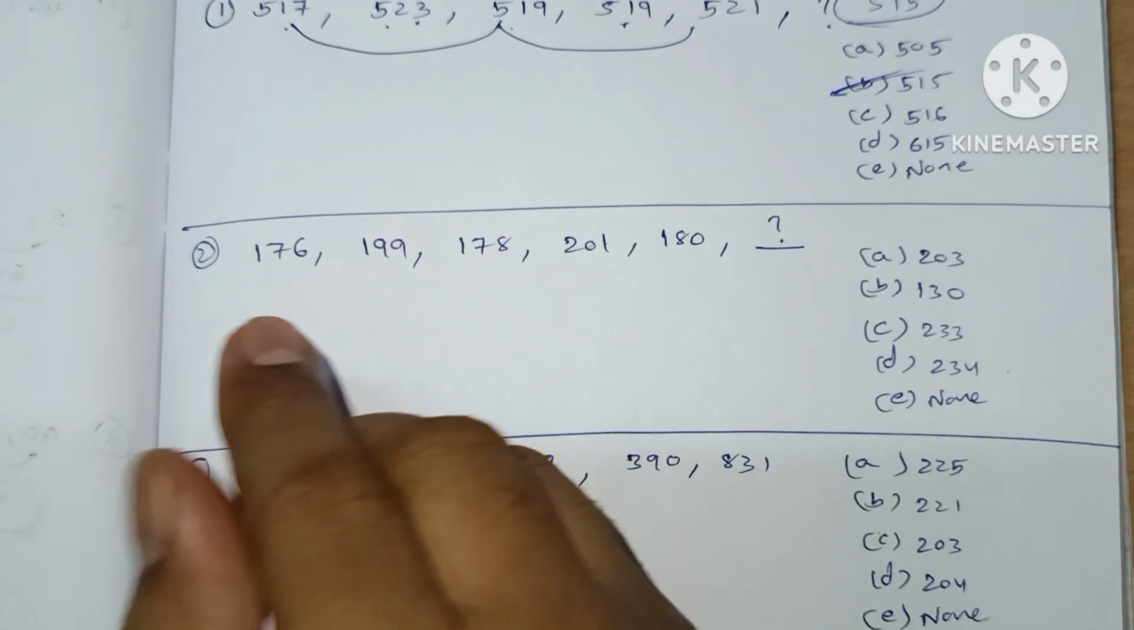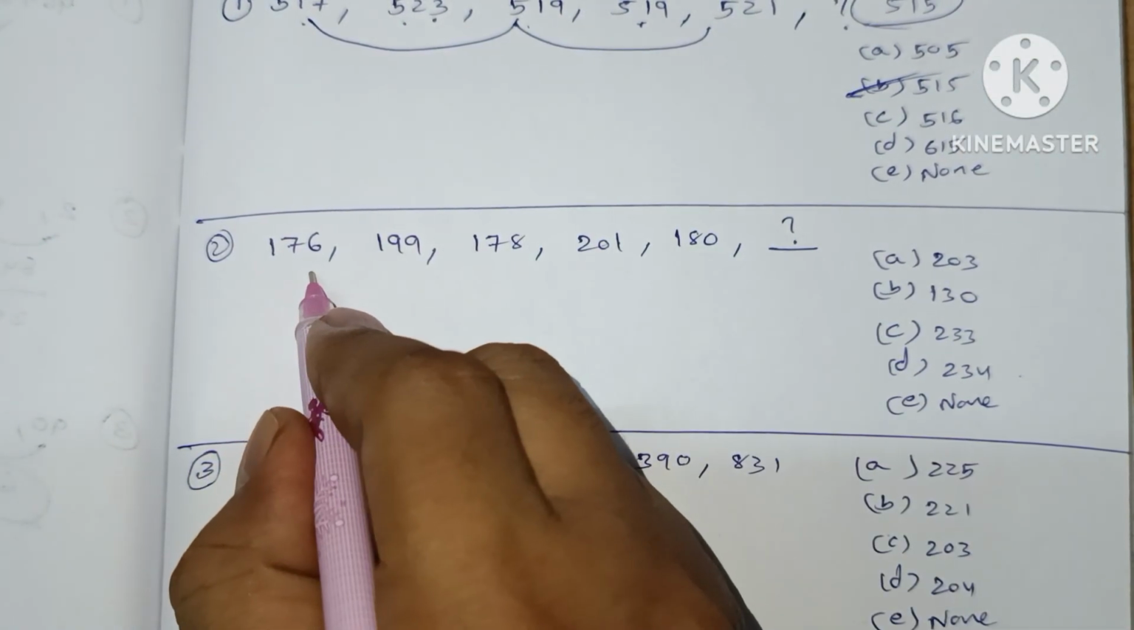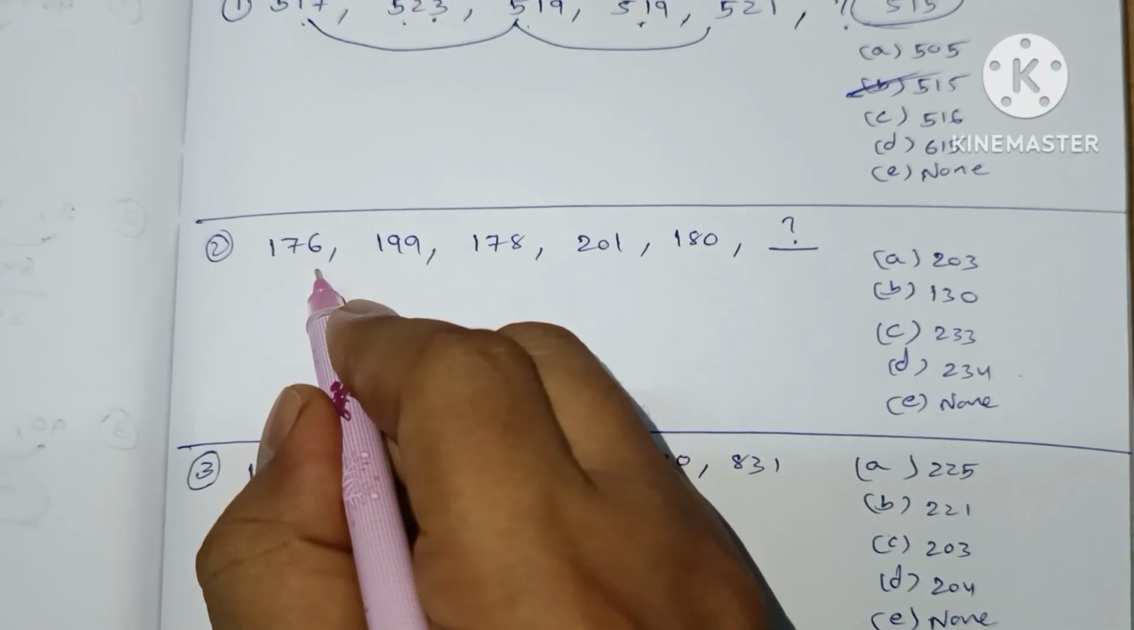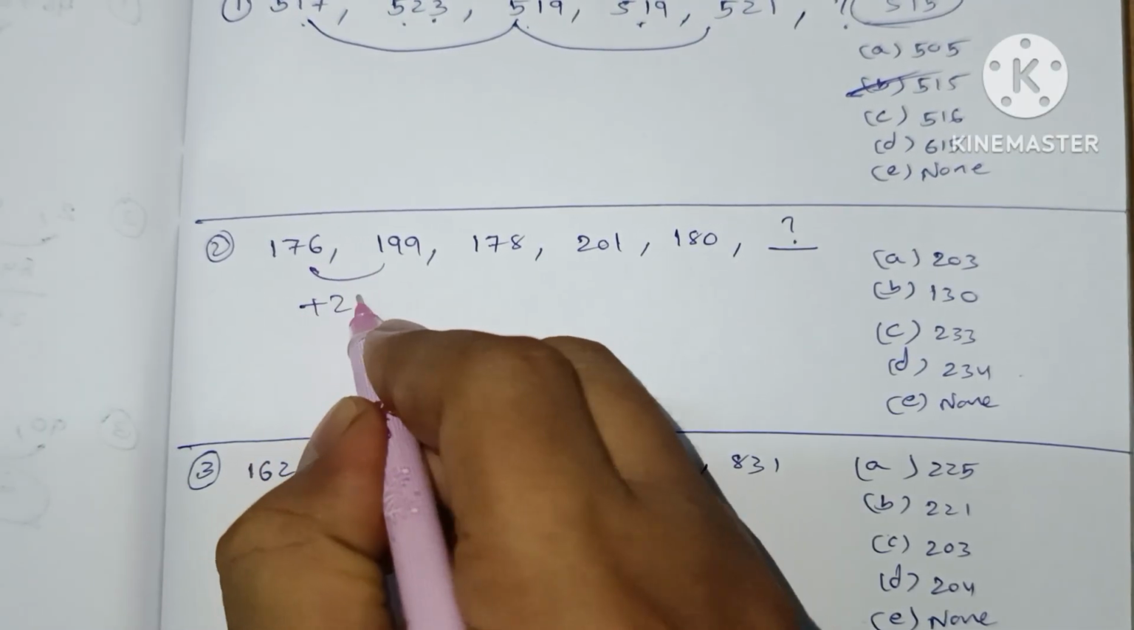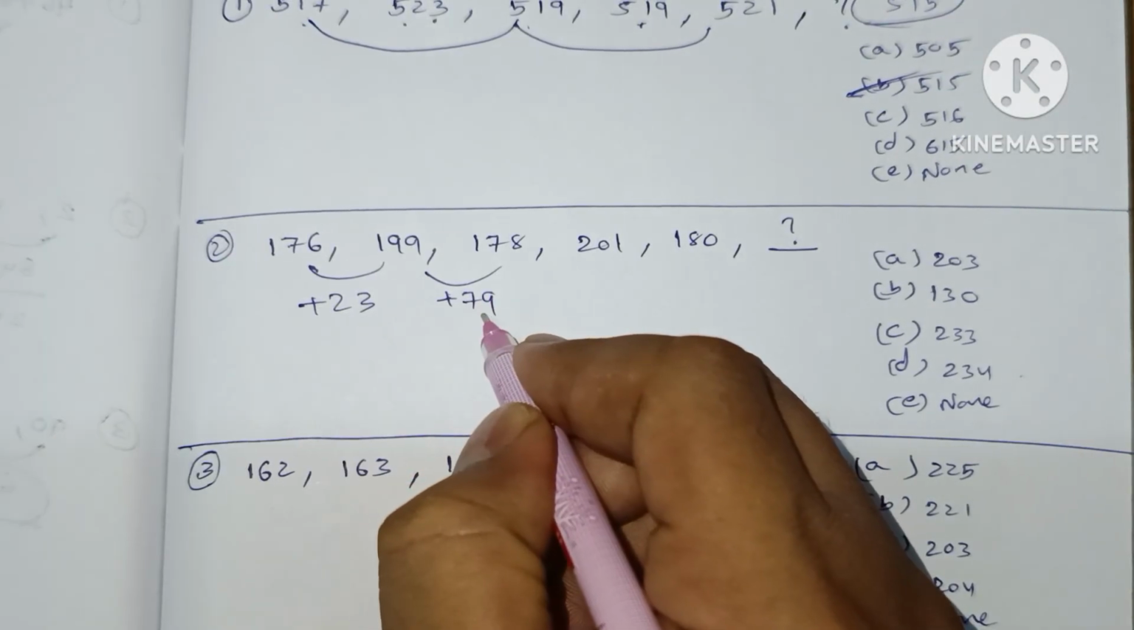Next, second question. Here the numbers are gradually increasing and decreasing, so we'll go with the differences. Here the difference is 23. Here the difference is 79.